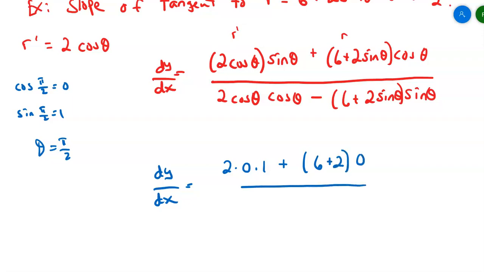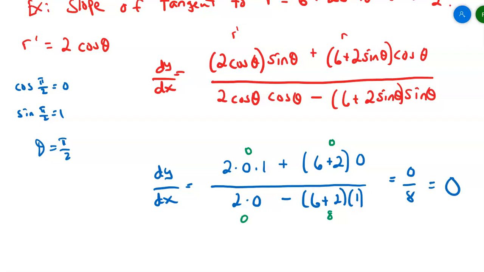All right, down the bottom, 2 times 0 times 0 is still 2 times 0, minus 6 plus 2, and then the sine of 0 is 1. So now all you have to do is watch order of operations. All right? This first piece is 0. That's 8 times 0, which is 0. That's 2 times 0, which is 0. But this thing down here is 8, right? 6 plus 2 is 8 times 1 is still 8. So I get 0 over 8, which is 0.